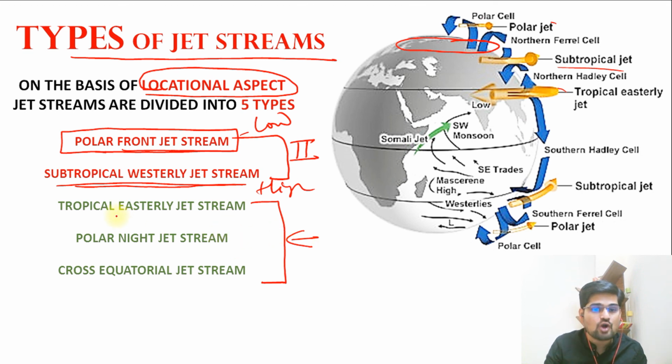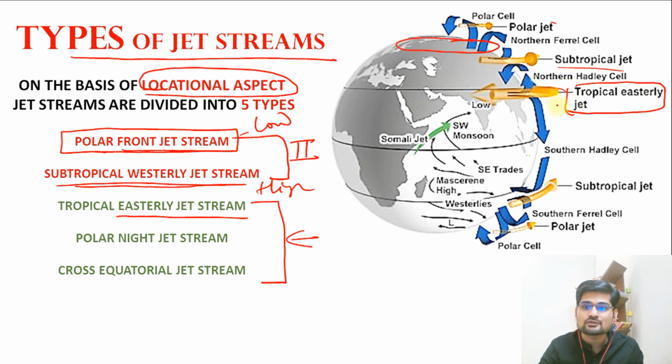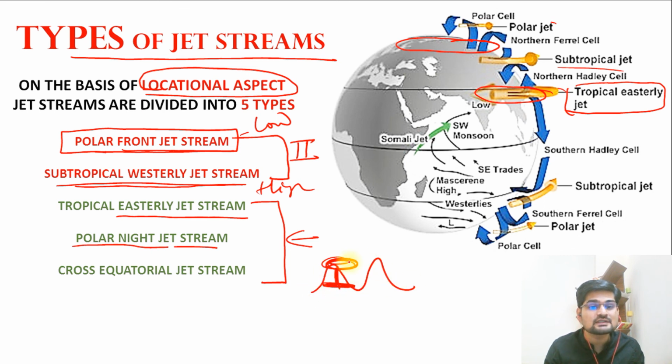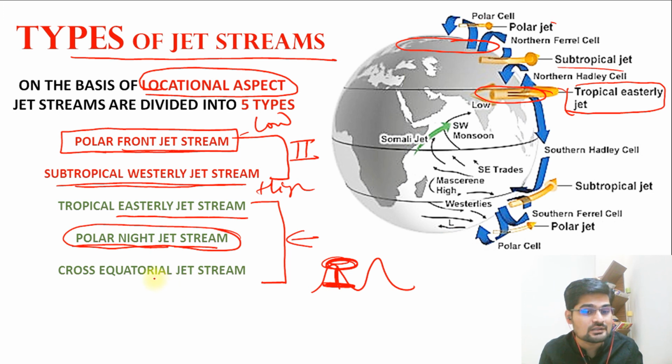So what are those? Tropical easterly jet stream. You see, the word itself is tropical, so its origin is also in the tropics only. Then we have the polar night jet stream. Remember the fluctuation of the upper temperature in the poles and the lower ground surface in the poles? That also leads to this kind of polar night jet stream creation, specifically in the winter times.